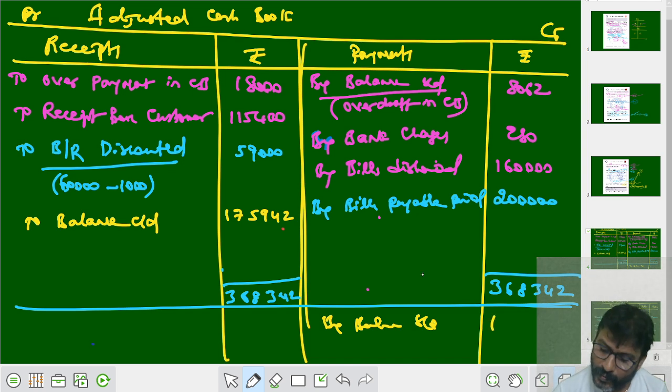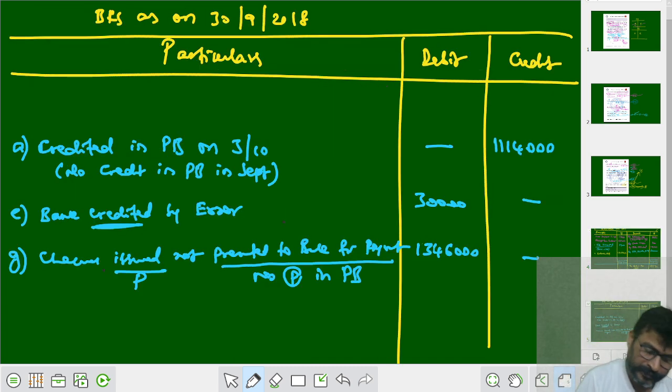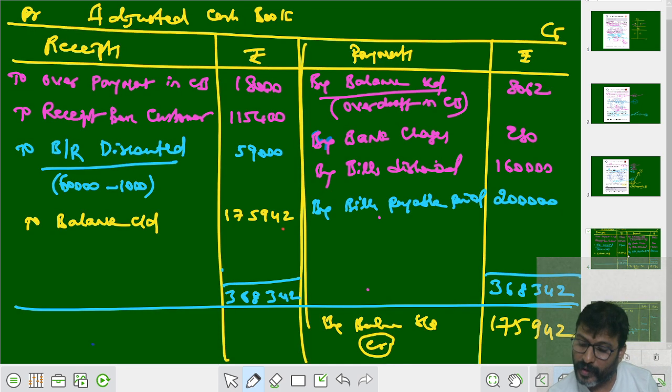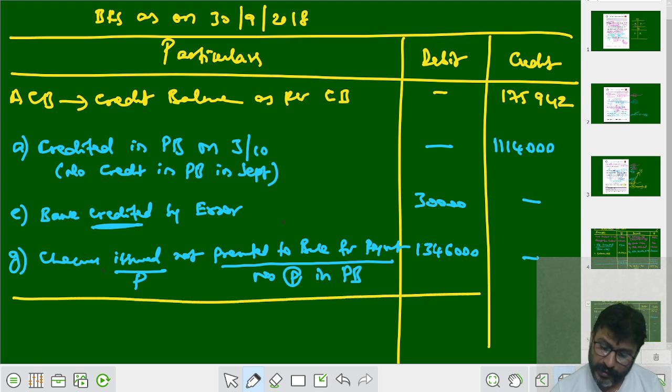That is 1,75,942. What balance it is? We have a balance on the credit side. So in BRS we have to write credit balance as per cash book. How much you got? 1,75,942. Now, my dear children, close completely.